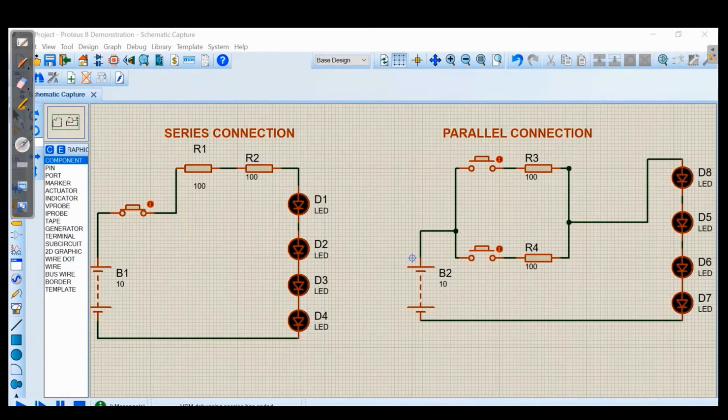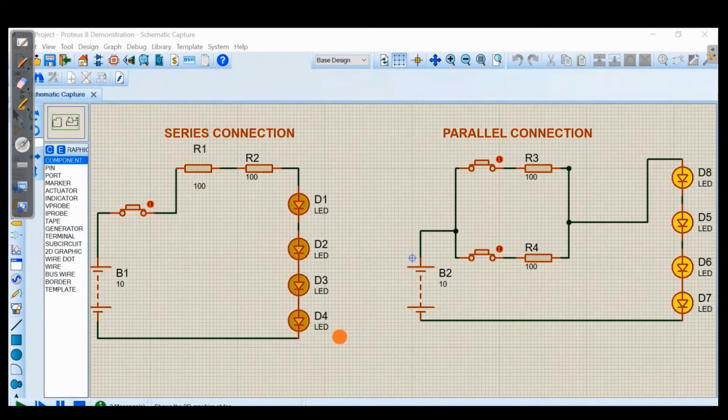Just look at the right side, which is a parallel connection. Here we are using two different resistors R3 and R4 of the same value as R1 and R2, both 100 ohm, and also we are using two different switches to turn it on and off, and the same LEDs, the same yellow color, and the battery. We can switch it and see what happens with the same voltage and same resistors in series and parallel. If you switch on one switch, it turns on. Now I press both switches.